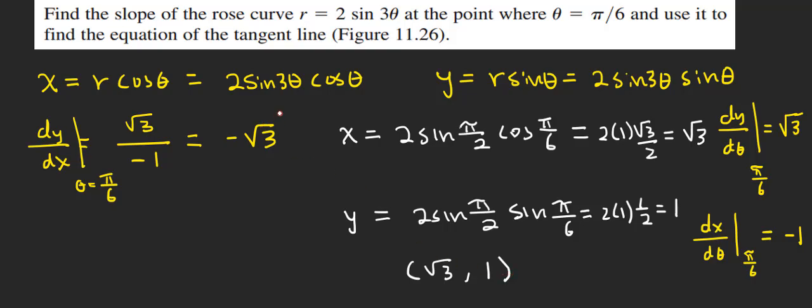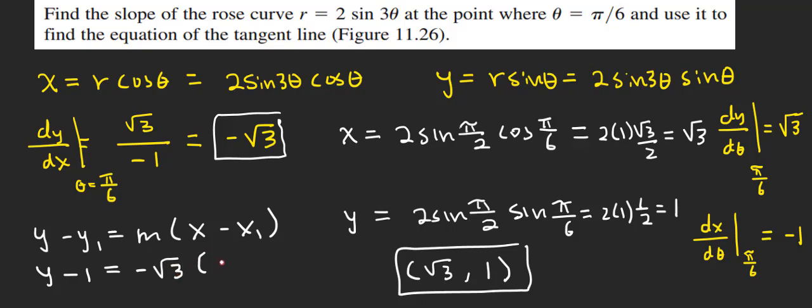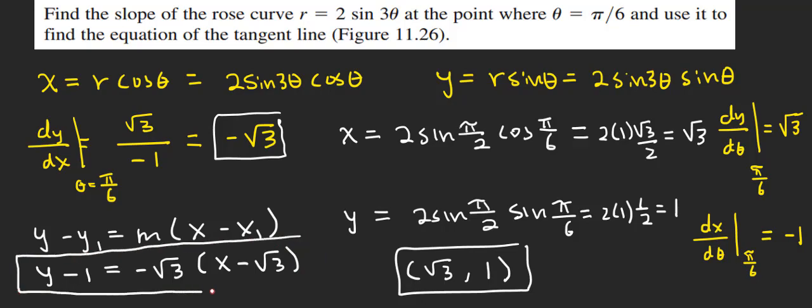Now we have a slope and we have a point. So how do you find the equation of the tangent line? Well, we have to use y minus y1 equals m times x minus x1. So you get y minus 1 equals negative radical 3 times x minus radical 3. So this is the equation of the tangent line to the polar curve when theta is pi over 6.